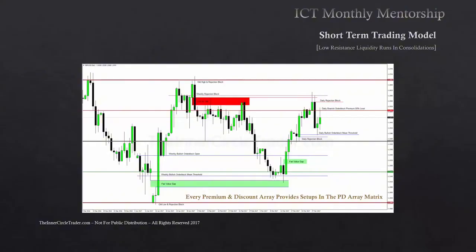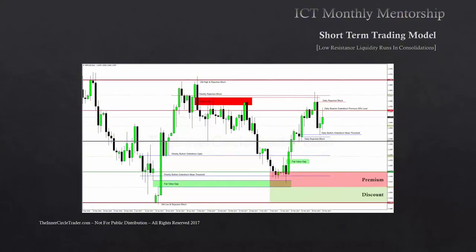An example would be the fair value gap and bearish order block in the premium level around the February time period of 2017, and pairing that with a weekly bullish order block mean threshold in the discount in March of 2017. As you can see here, the lower quadrant can be divided into equal halves as well, and that in itself can be viewed from a premium and discount format.